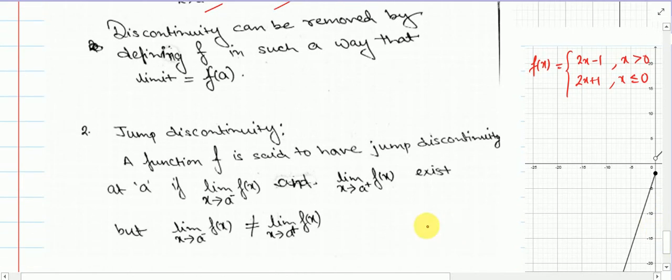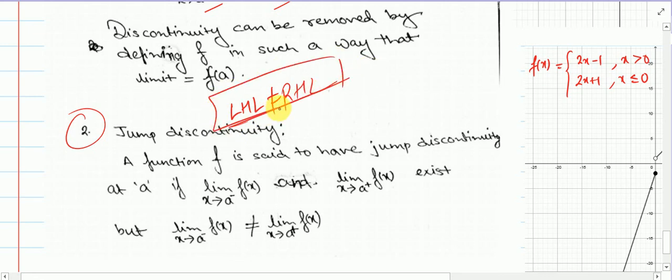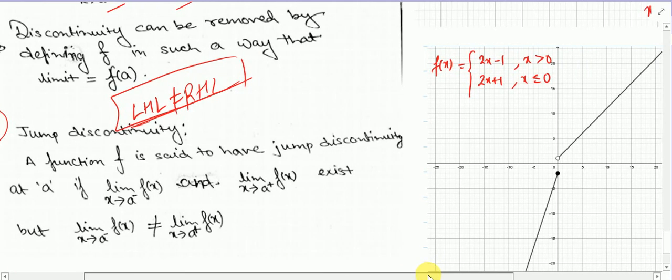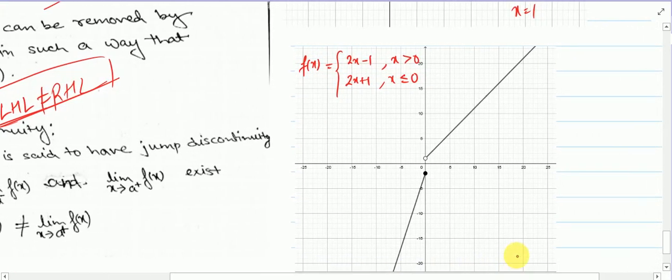Next is jump discontinuity, and if you have a jump discontinuity, in that case you cannot remove it. And why do we have jump discontinuity? Because in that case left hand limit is not equal to right hand limit. If left hand limit is not equal to right hand limit, then you will have jump discontinuity. You cannot assign any value on your own and make it continuous, like in this case.